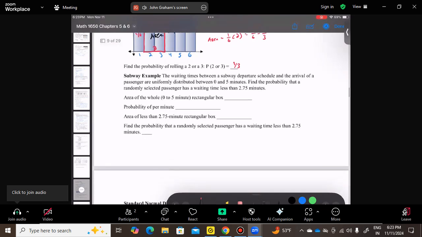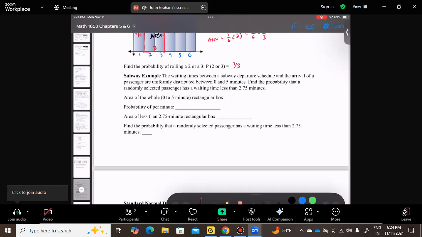But let's look at one that is now continuous. The times you have to wait between subway departures follow a schedule, and the arrivals of passengers are uniformly distributed between 0 and 5 minutes. Find the probability that a randomly selected passenger has a waiting time less than 2.75 minutes. In this, you're going to wait somewhere between 0 and 5. It could be 30 seconds, it could be 45 seconds, it could be 3 minutes. That's what makes it continuous.